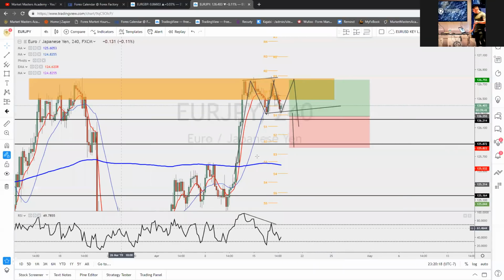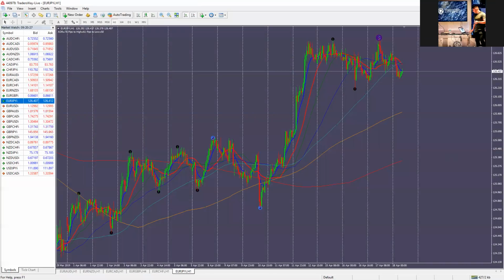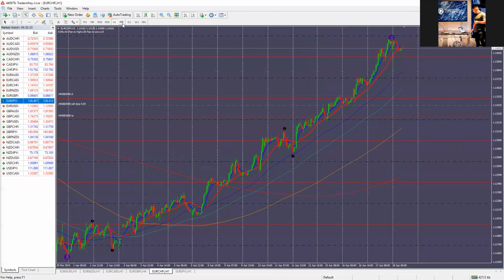All right. So that's what we got for Euro JPY. Let's check out what else we have here. Euro CHF. So Euro CHF is actually really overbought. I don't know why I still have this sell stop here. I'm going to remove that.